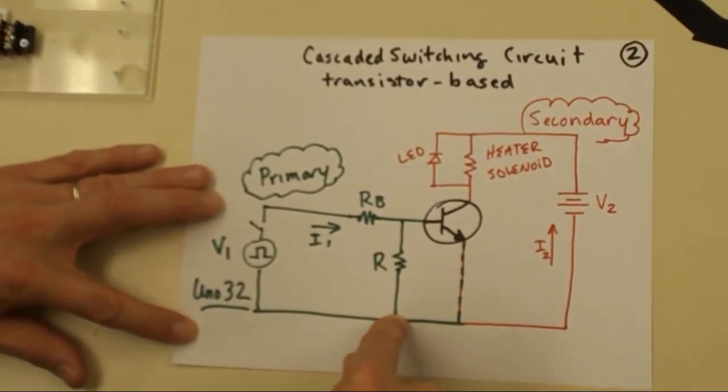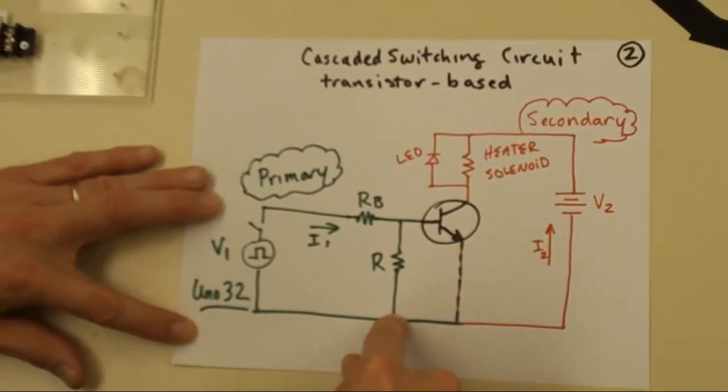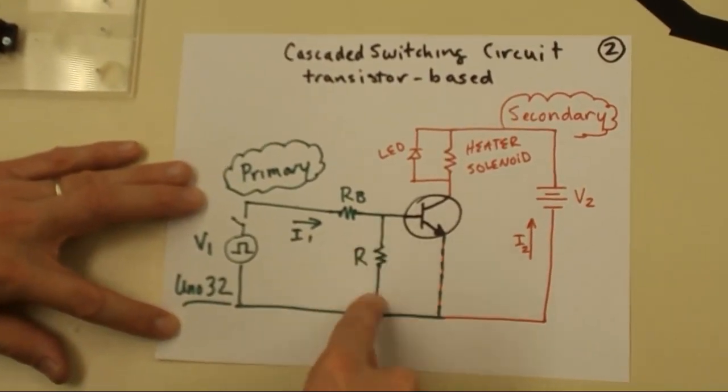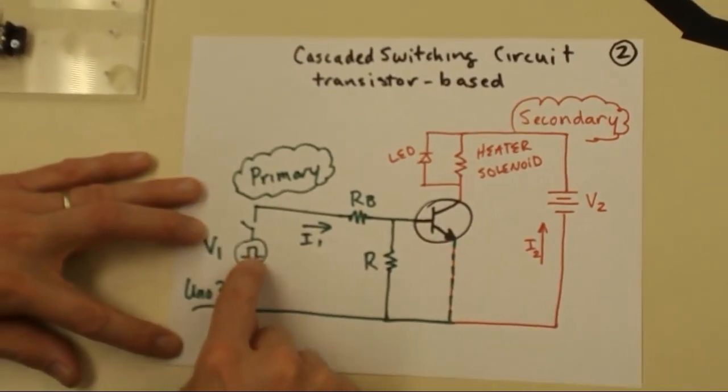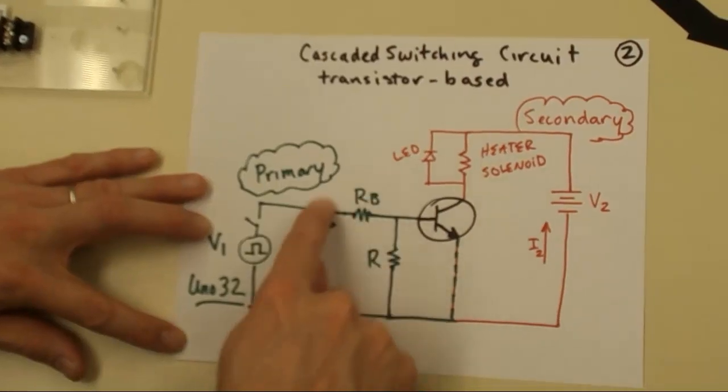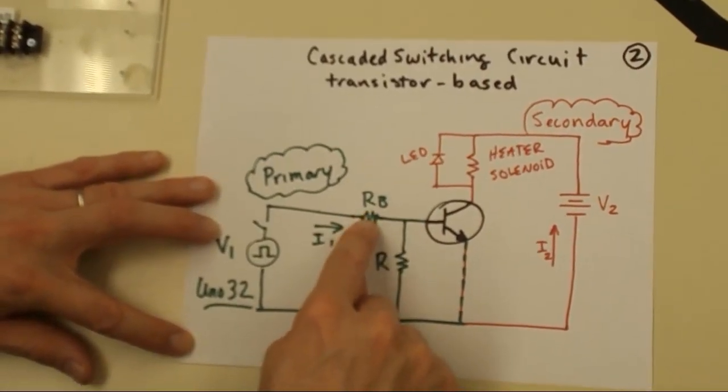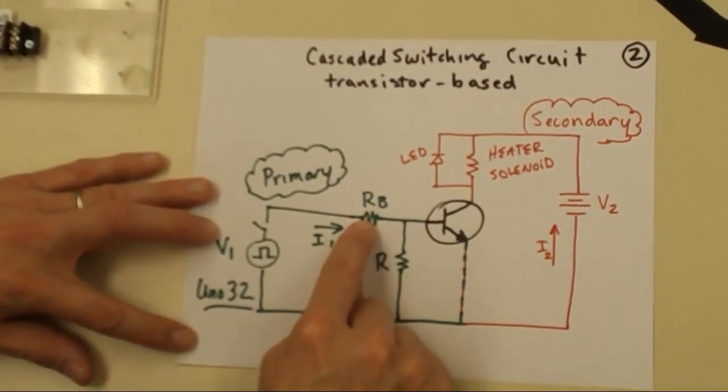We'll call it a pull-down resistor. It's one we won't control. It's not part of our design, but it is important. It helps shut off the transistor when the input goes low. But your design for this week is going to be selection of RB using Ohm's law.